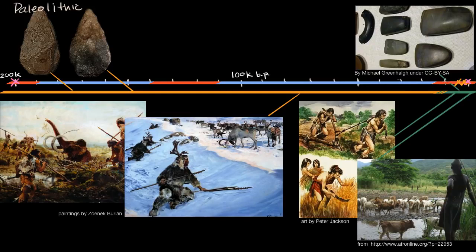But then around 10,000 years ago, the stones have a much more polished appearance to them, things like this. And so that period from about 10,000 years, starting with about 15,000 years ago, depending on what part of the world you look at, is referred to as the Neolithic period. Neolithic, referring to new stone.